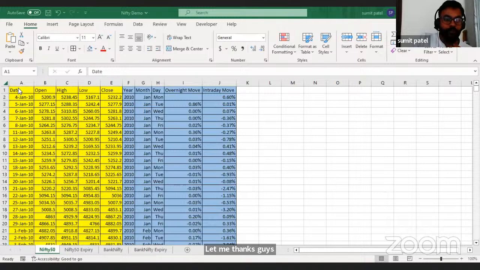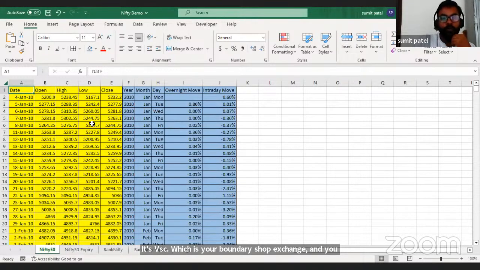Okay, so where do you get this data from? If you just Google Nifty 50 last or Nifty 50 historical data, you'll get the link of Nifty indexes. It's by BSE, which is your Bombay Stock Exchange, and you'll get this data. Now, I won't go into the details of what options are, stock market, will not go there.